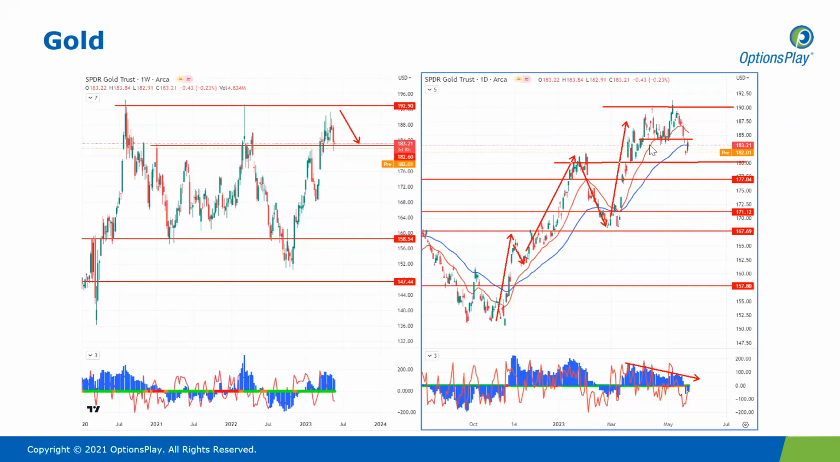So quite a few key areas here for gold, but overall the sentiment on the daily time frame and on the weekly time frame does remain bearish. Price is set to open a good bit lower this morning as well. So we have 180 and we have 177. This area does look like the key short-term target here for gold.